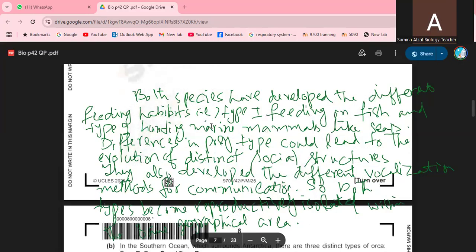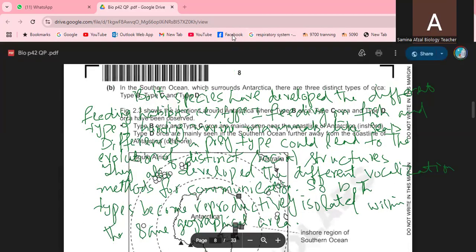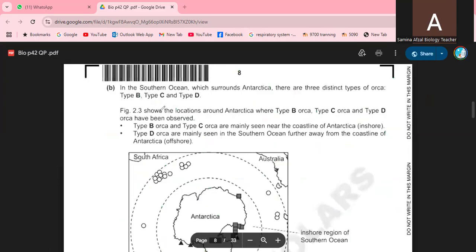Now, the next question is: in the Southern Ocean, which surrounds Antarctica, there are three distinct types of orca: type B, type C, and type D. Figure 2.3 shows the locations around Antarctica where type B orca, type C orca, and type D orca have been observed. Type B orca and type C orca are mainly seen near the coastline of Antarctica. Type D orca are mainly seen in the Southern Ocean further away from the coastline of Antarctica.